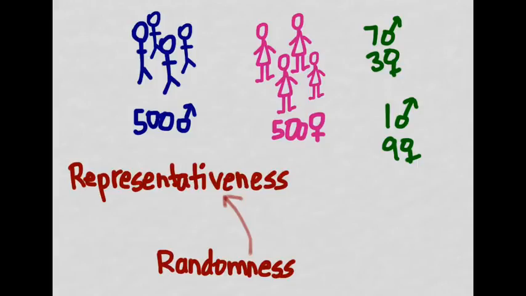Now, we can improve our chances by taking a bigger sample size. Let's say instead of taking a sample of 10, we took a sample of 100. The chances of getting 70 and 30 are much less. You're probably going to get something more like 54 and 46. And the chances of getting 10 and 90 are pretty slim as well. So the bigger the sample size, the more likely that randomness is going to lead to representativeness. But it doesn't necessarily guarantee it.